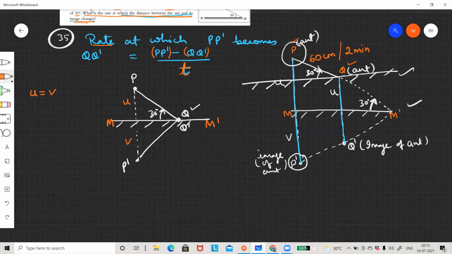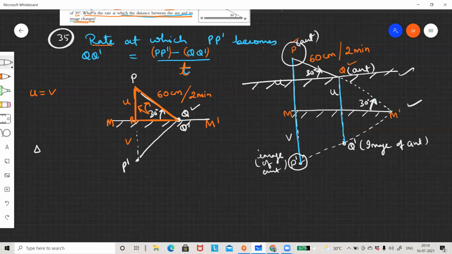For that purpose, what we'll do is we'll apply one of the trigonometric ratios to the triangle. Say this point is R, to the triangle PRQ, to this triangle. So what we do is 30's opposite side is our requirement and hypotenuse is given to us. That is 60 centimeter in 2 minutes time.